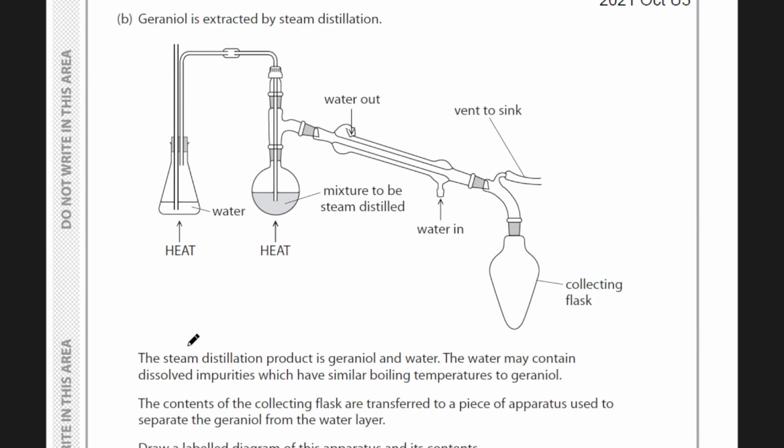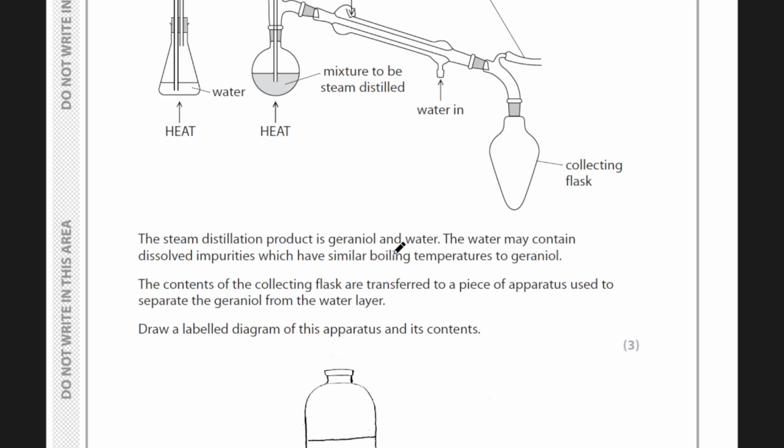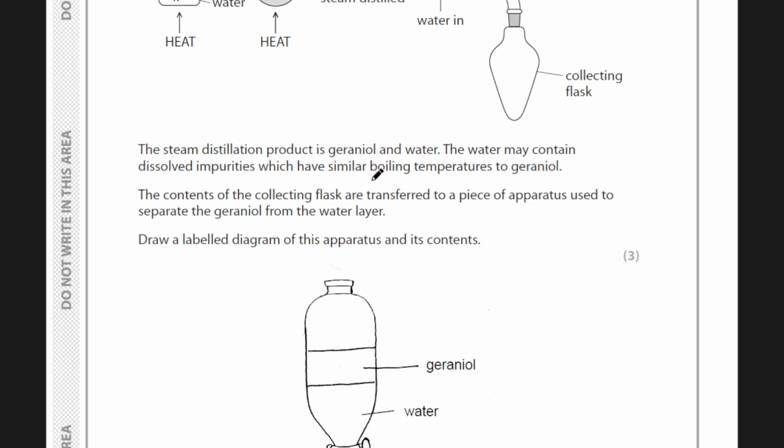Again, geraniol is extracted by steam distillation. You see the whole apparatus down here. The steam distillation product is geraniol water. Again, the same thing: draw a labelled diagram of the apparatus which separates geraniol and water. In the solvent extraction process, we tend to use a separating funnel here, with geraniol at the top and water at the bottom, considering water has a greater density.